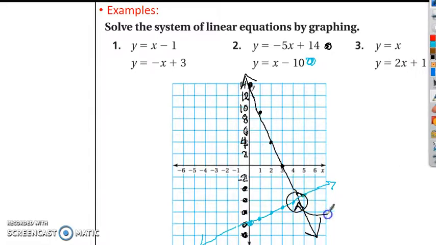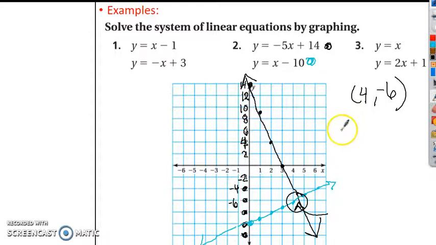Okay, so I'm going to choose 4, negative 2, 4, 6, negative 6. Remember, I'm going by 2's for this problem. Okay, let's go ahead and check to see how accurate we are.